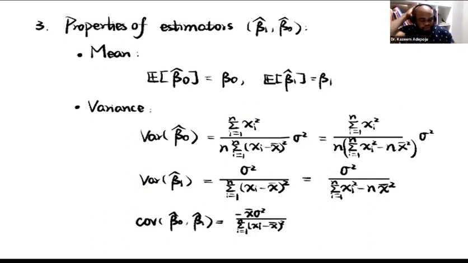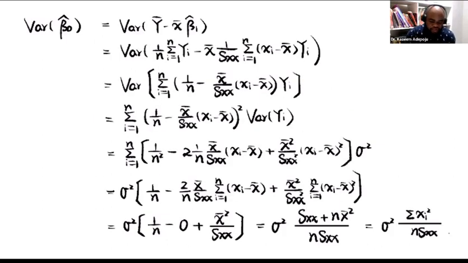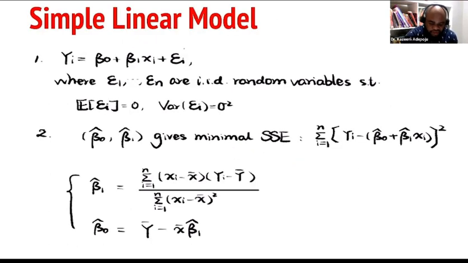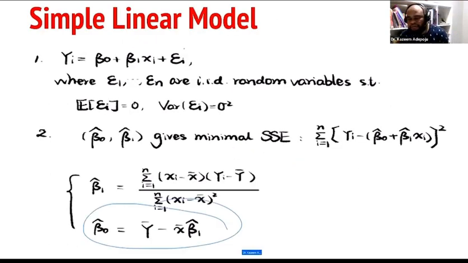So now, the next thing I'm going to do: you know that the beta naught cap is y bar minus x bar beta 1 cap. We want to get the variance of that. Why? Because the beta naught cap is a random variable. I told you the other time, if 1,000 investigators compute the beta naught cap using this formula here, they're actually going to get different results. Because of that, it becomes a random variable, and we need to find the variance because it varies.